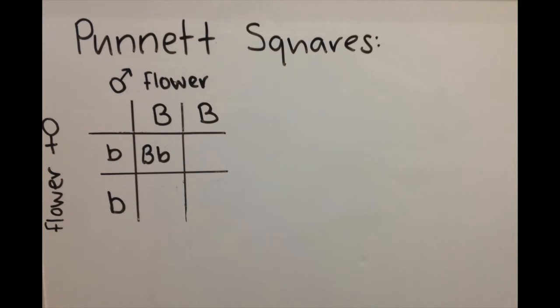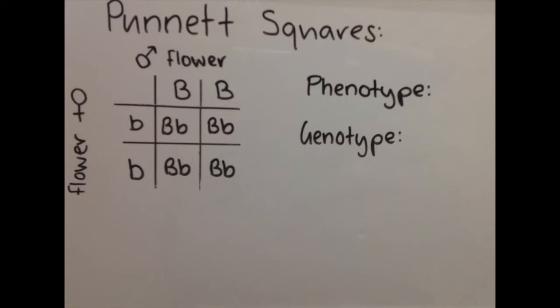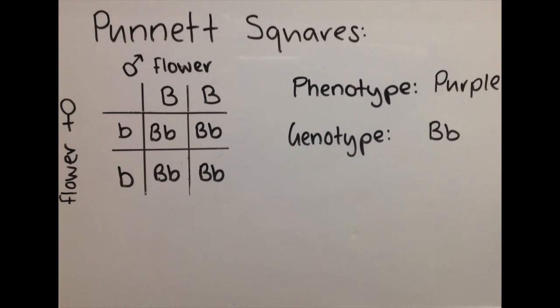Once you've inserted both alleles into the Punnett square, you combine the alleles as so, moving the capital B down and the little b across, keeping the big B at the front. Now that we have completed the Punnett square, you can see that the phenotype is purple, and the purple gene is dominant, and the genotype is Bb. We call this the F1 generation.